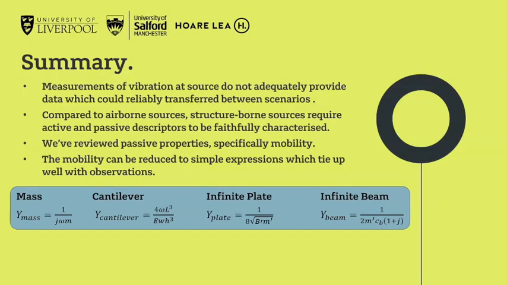Okay, so in summary, we've seen that measurement of vibration at source doesn't adequately provide data which we could reliably transfer between different constructions, different assessment scenarios. And briefly, we know that compared to an airborne source, a structure-borne source requires active and passive descriptors to be faithfully characterised. And in this presentation, we focus mainly on the passive element, which is the mobility. And we've seen that for many types of machine mounts, the mobility of the source can be simplified to easy to use expressions which tie up well with observations and simulations, and as such should be of use to the practitioner moving forward.